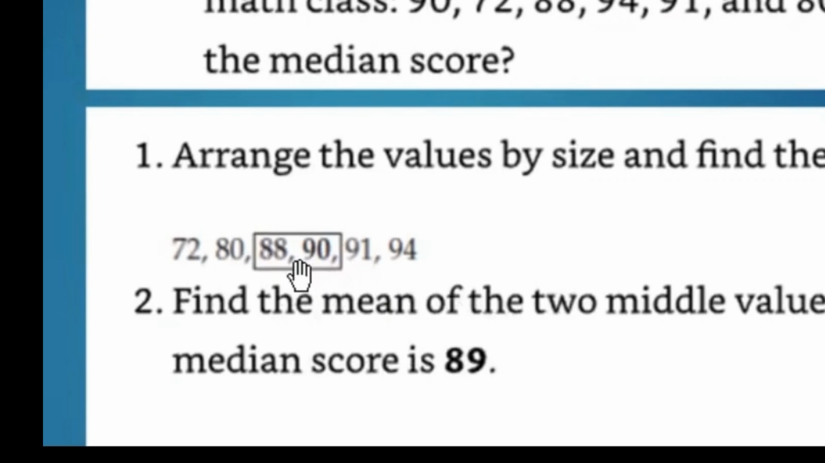And it makes sense if you think about it. When you're counting 88, what comes after 88? 89. What comes after 89? 90, right? But we don't see that here. But we can find that number by adding these two together and then dividing by 2, okay?